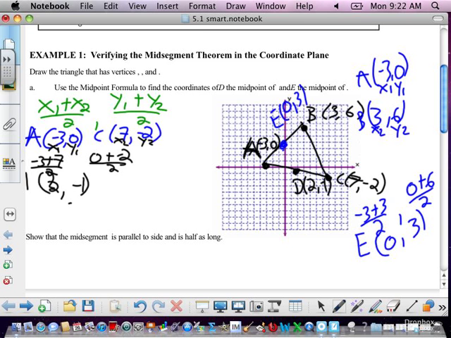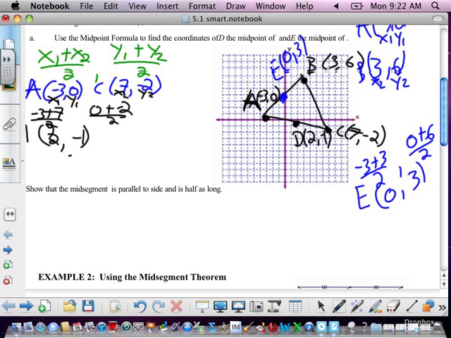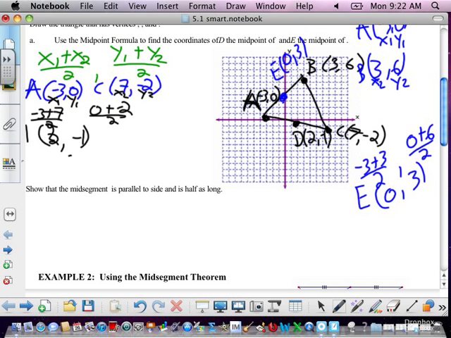Okay. All right. Now, we have to show... the midpoint's not too bad, right? We're okay with the midpoint formula? We've done this before. We did it in chapter 1. I know it feels like a long time ago, but we did. Now we have to prove that ED, this line right here, is parallel to BC and is half as long.